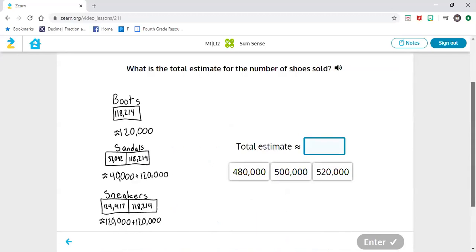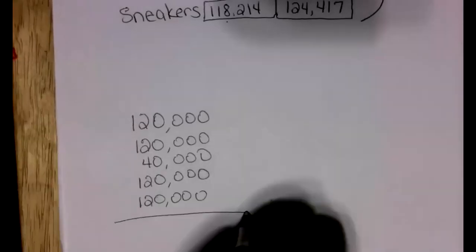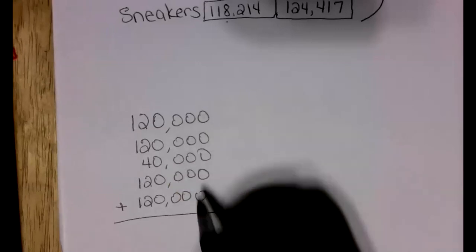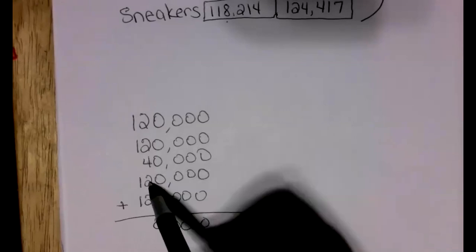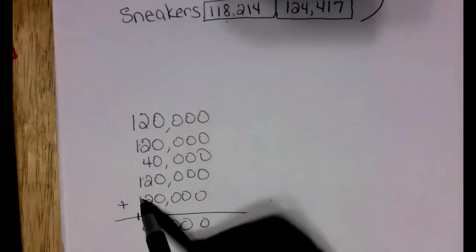All right, so now we're going to add them together to get our total estimate. We're going to add all our estimates together, starting with the ones: 0, 0, 0, 0. 2 plus 2 is 4. 4 plus 4 is 8. 8 plus 2 is 10. 10 plus 2 is 12. Carry my 1. 1 plus 1 is 2. 2 plus 1 is 3. 3 plus 1 is 4. 4 plus 1 is 5.